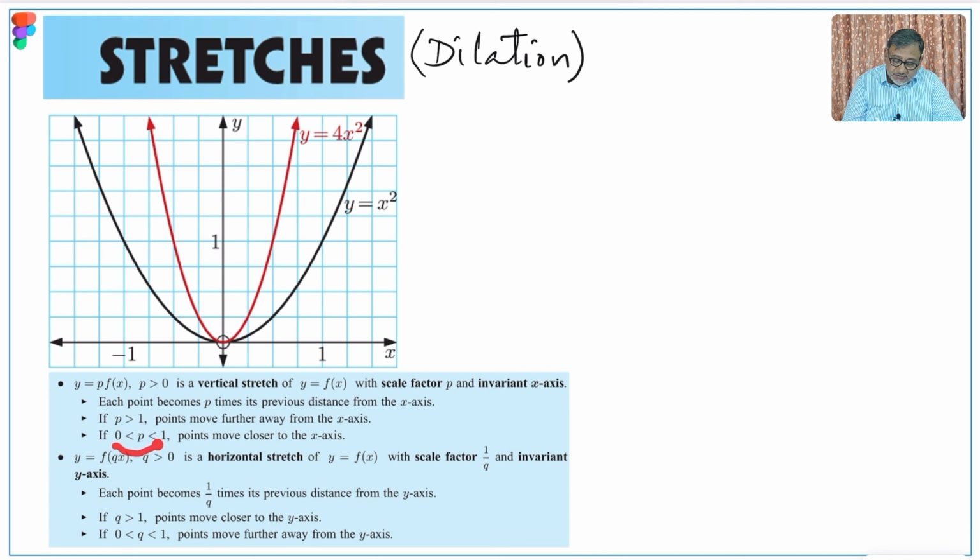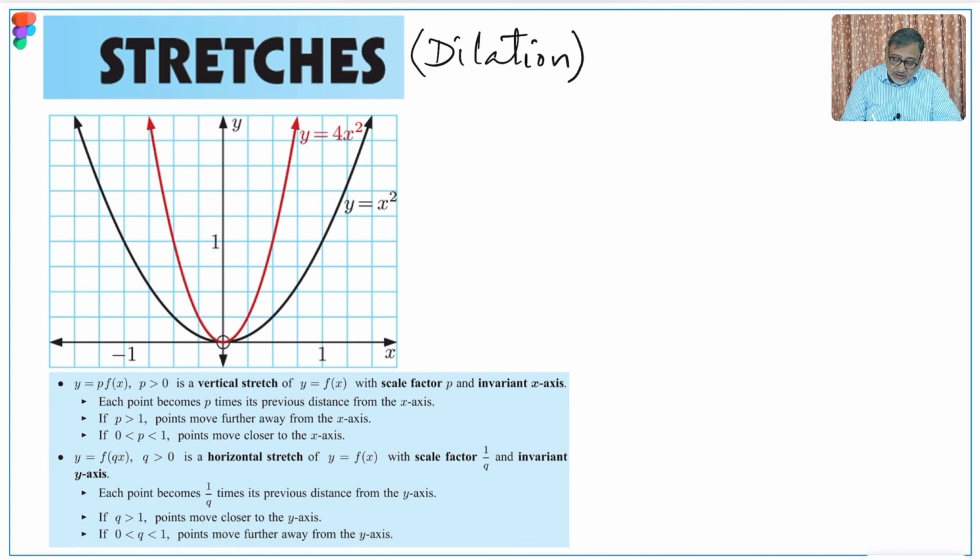When p is between 0 and 1, points come closer to the x-axis. It means if you have a fraction here, instead of a number 4, if you have 1 over 4, then the graph comes down towards the x-axis. If it is a scalar number without fraction, then the graph goes up, gets stretched up, right? So that is the meaning of p greater than 1, it will go up. P between 0 and 1, it will come towards the x-axis, means get shrunk.